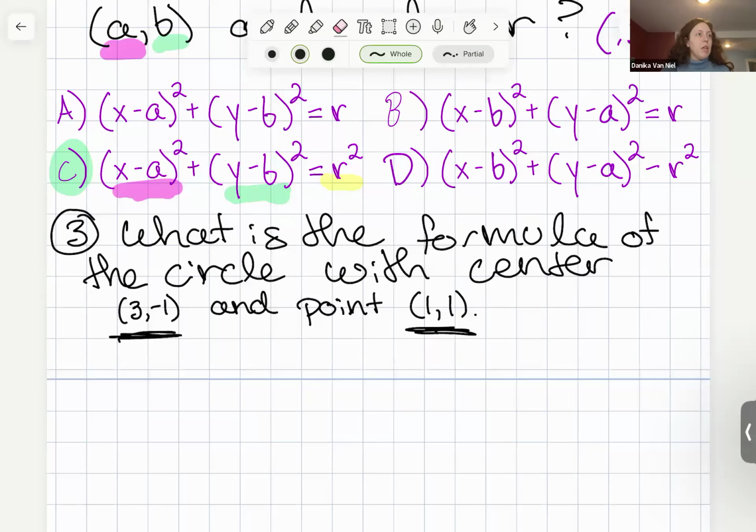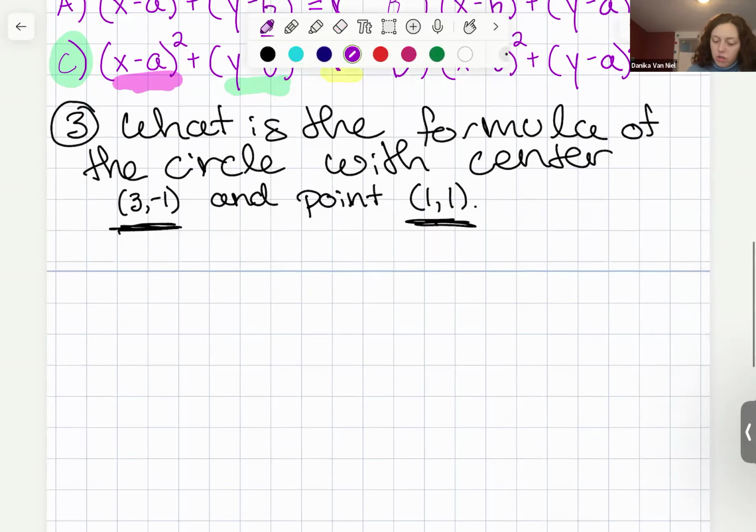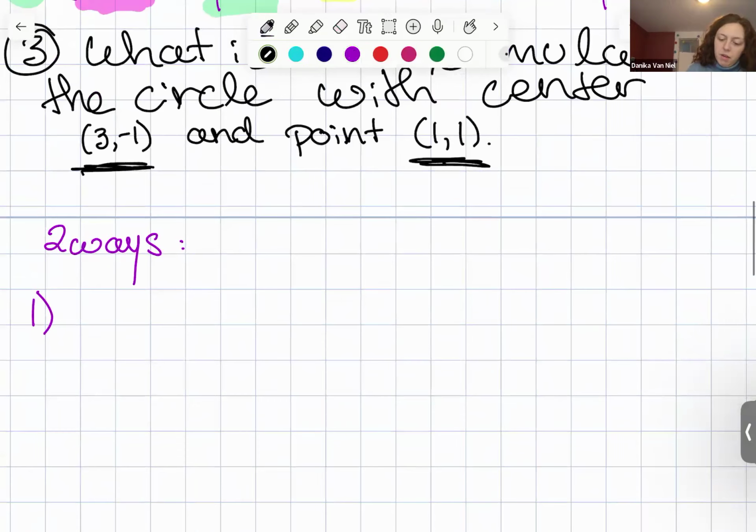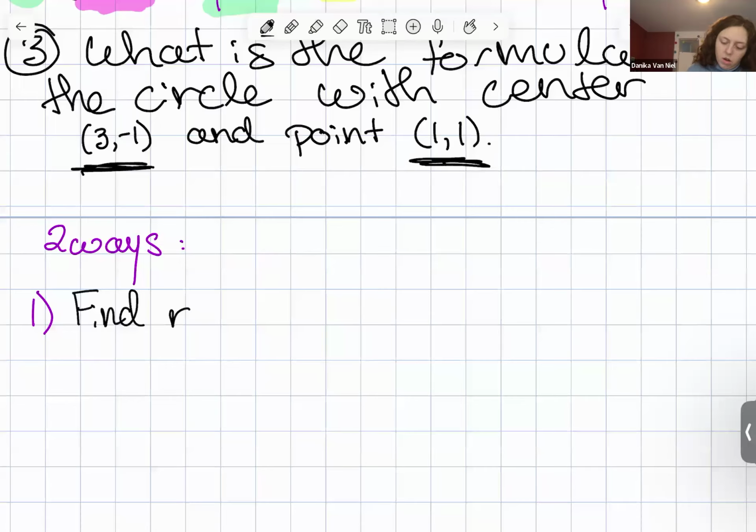So there are 2 ways. I mean, there's probably more than 2 ways, but these are the 2 ways I'm going to show you. The first way that you could do it is you could say, I'm going to find R using the distance formula.